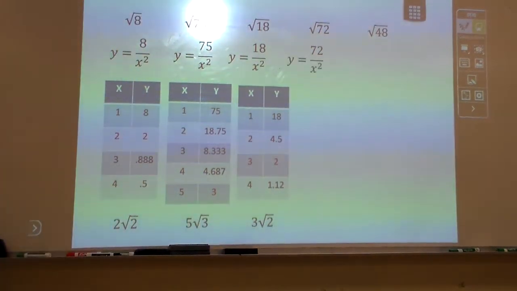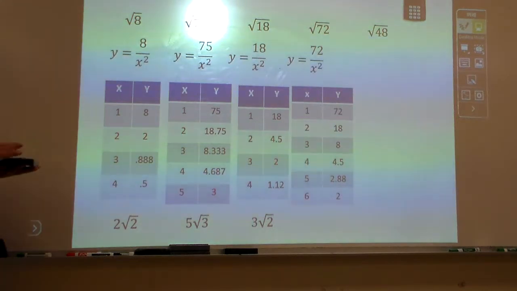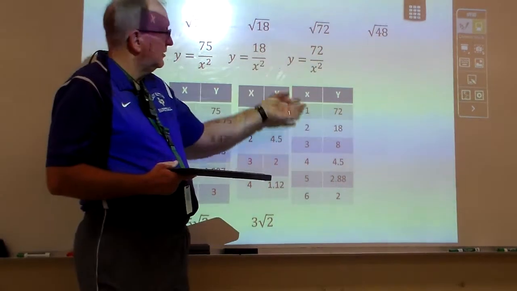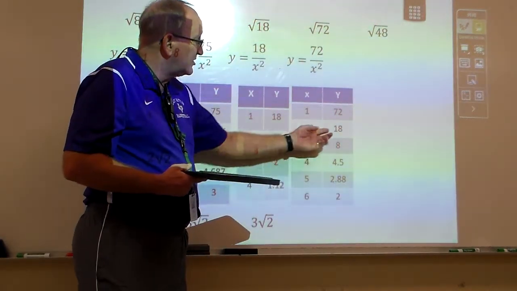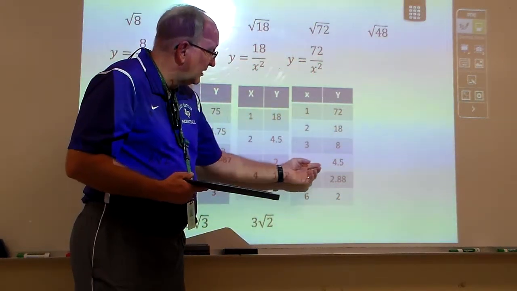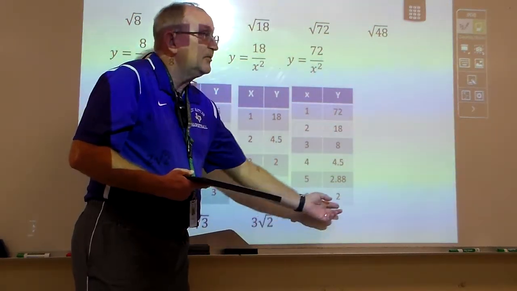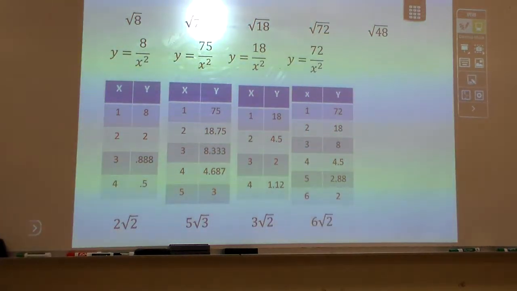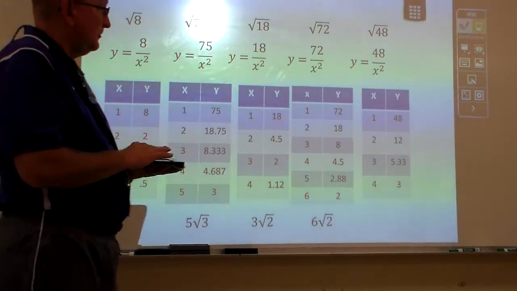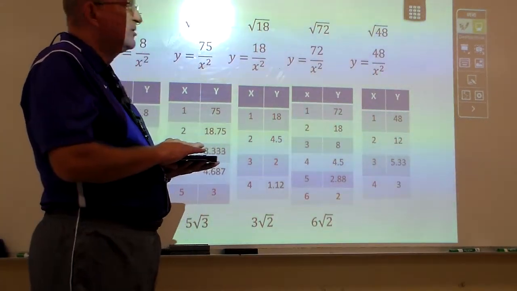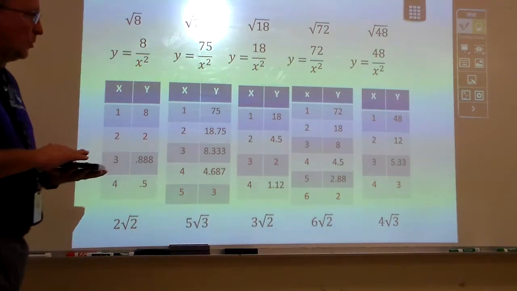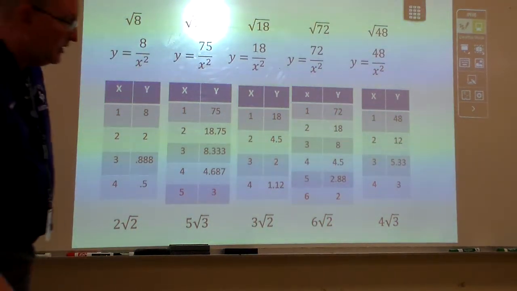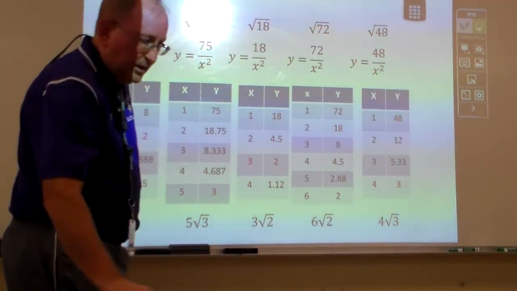Inside. And then 72. Now this one, notice here, we're going to get these numbers. These work, but these will still keep reducing until I get to what? This last one. And so we'll do 6 square roots of what? 2. And then 48. So as you can see here, what's the last one? 4 square roots of 3. Now, I think that's pretty cool.